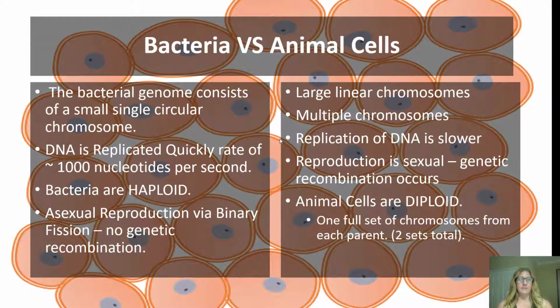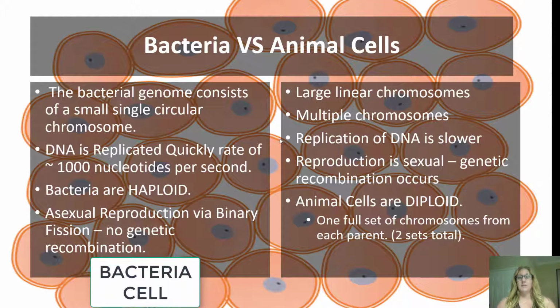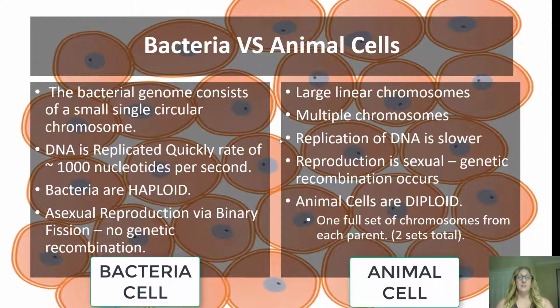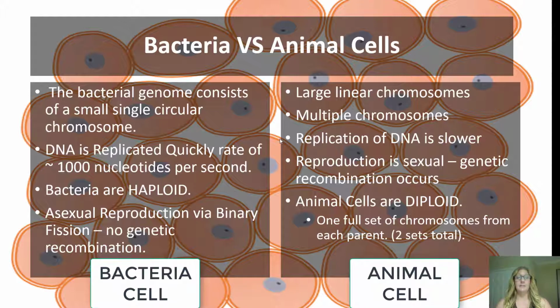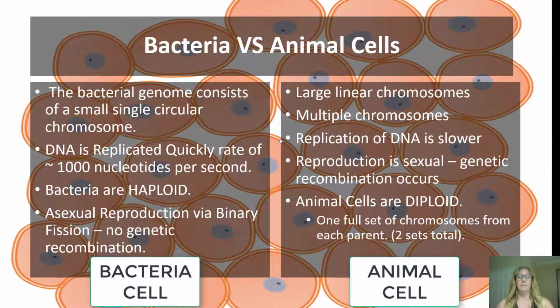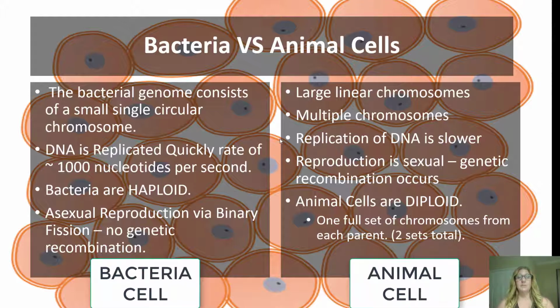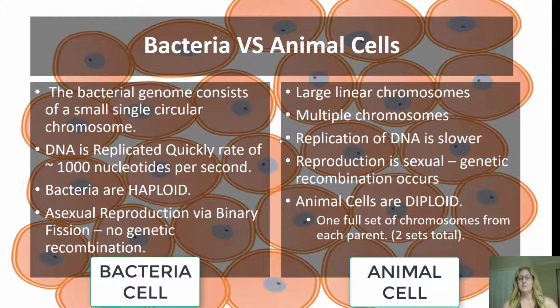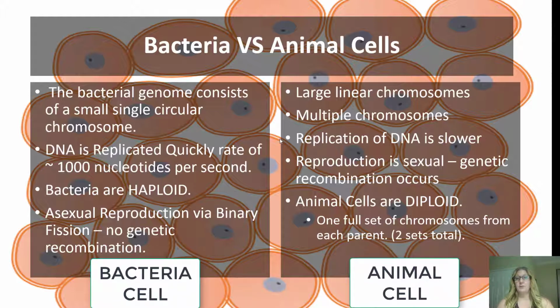Some of this I've already said. The bacterial genome consists of a small single circular chromosome, whereas eukaryotes are going to have large linear chromosomes and multiple chromosomes. The replication of prokaryotic DNA is much more rapid and can be up to 1,000 nucleotides per second, which is pretty impressive. The replication of DNA is much slower in eukaryotic cells.